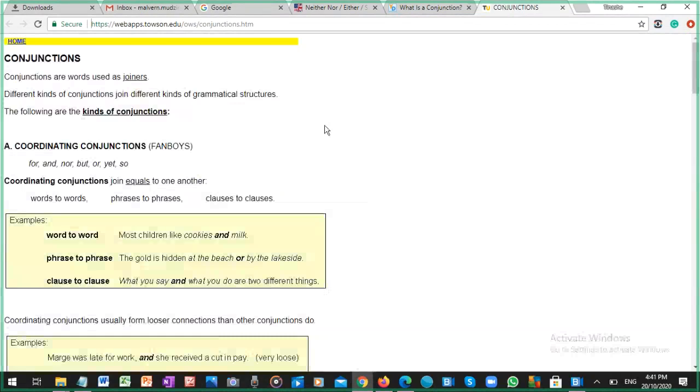All right, so let's start with looking at what a conjunction is. A conjunction is a word used to join sentences. Does that make sense? We have three types of conjunctions. The first group is called coordinating conjunctions. Does that make sense? These include for and.